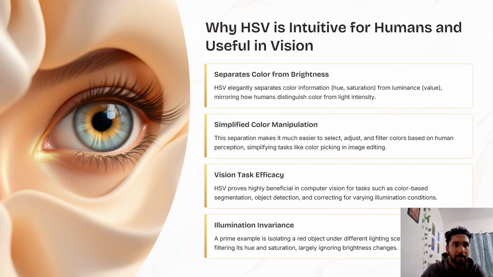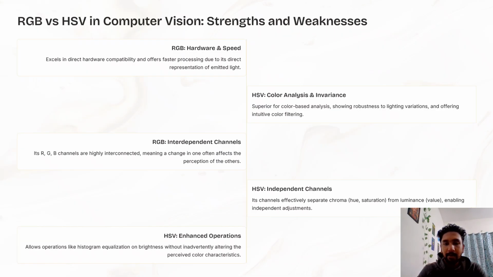RGB versus HSV in computer vision: strengths and weaknesses. RGB is fast and hardware friendly, but it struggles with lighting changes because all three channels are dependent on brightness. HSV solves this by having independent channels, that is, hue and saturation stay mostly stable even if lighting varies. However, HSV requires converting from RGB, which can add computational overhead.